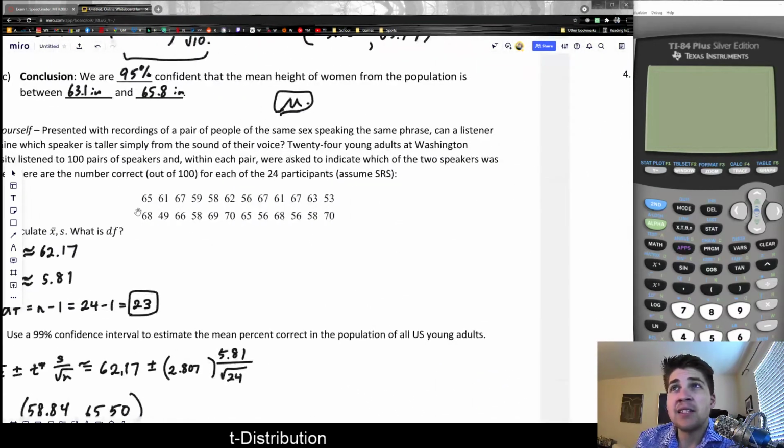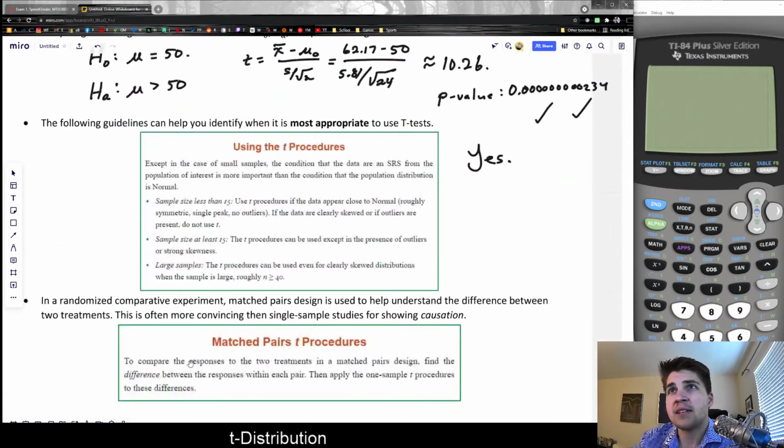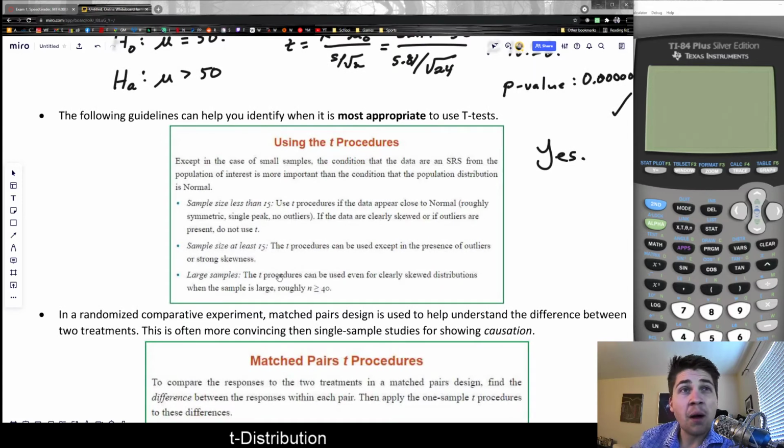Looking at this one, if you were to plot this data, it's roughly normal, but it's not perfect. But let's say we had 2 or 3 data points that were 100, or 2 or 3 data points that were 20. We would say those are strong outliers. Or if the data was more skewed, like a lot of 70s and almost no 50s, then the t-procedures we probably shouldn't be using. It doesn't have to be normal. It just can't be strongly skewed or have a ton of outliers.